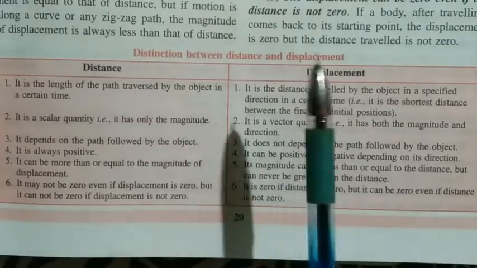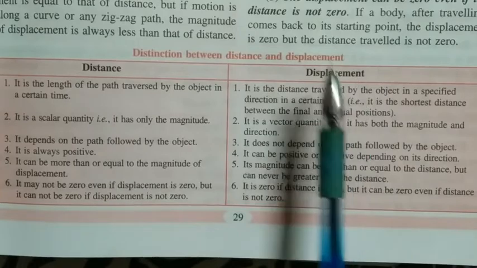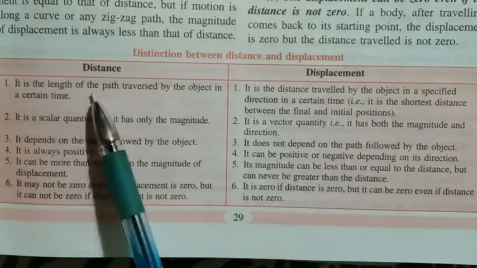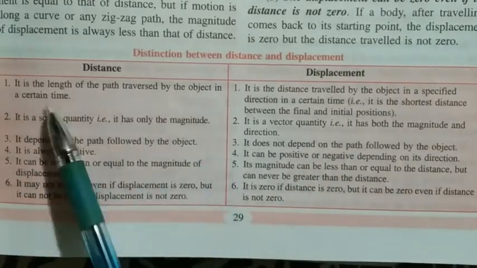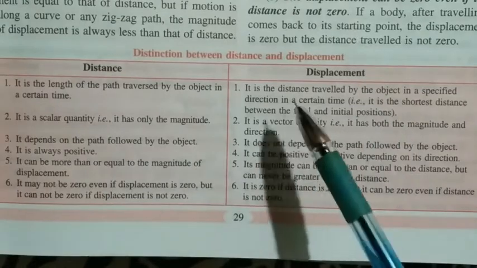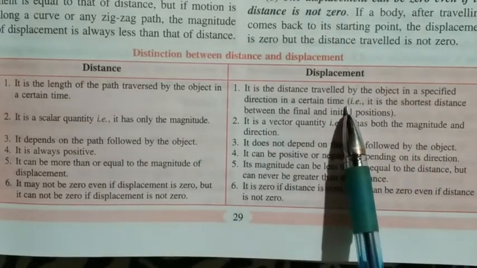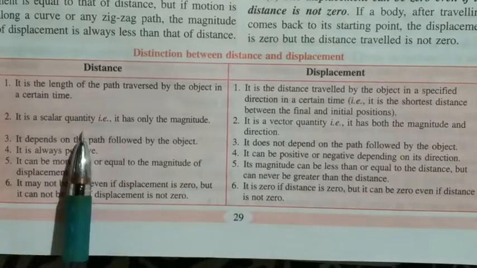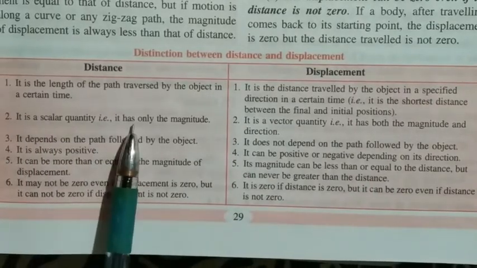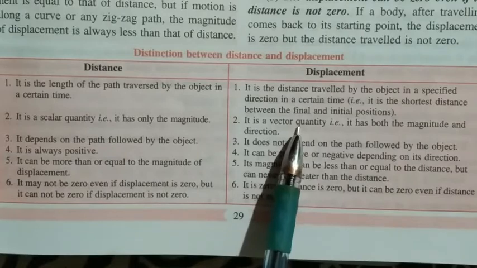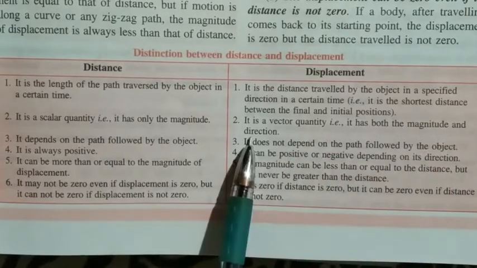Difference between distance and displacement. Number 1. Distance is the length of the path traversed by the object in a certain time. Displacement is the distance traveled by the object in a specified direction in a certain time. Distance is a scalar quantity. It has only magnitude. Displacement is a vector quantity. It has both magnitude and direction.